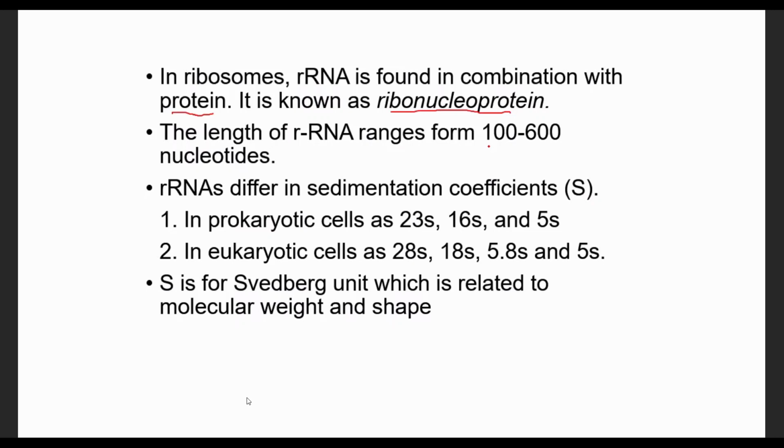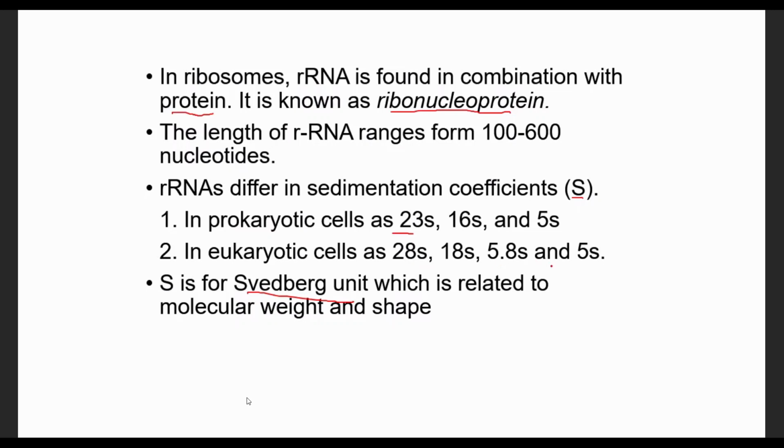In the prokaryotic cell, we have 23S, 16S, and 5S ribosomal RNA. S stands for Svedberg unit. In the eukaryotic cell, there are 4 types of ribosomal RNA: 28S, 18S, 5.8S, and 5S. These are the 4 different types of ribosomal RNA found in eukaryotic organisms. S stands for Svedberg unit, and it is given based on the molecular weight and shape of the ribosomal RNA.